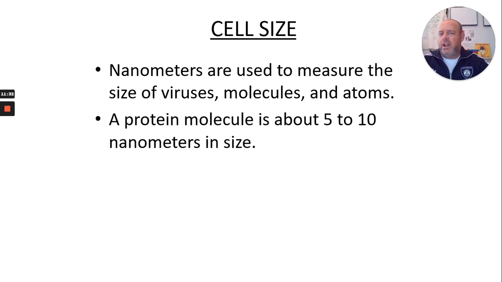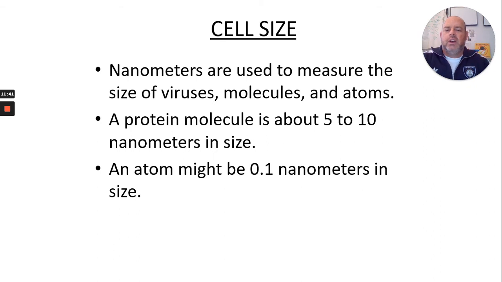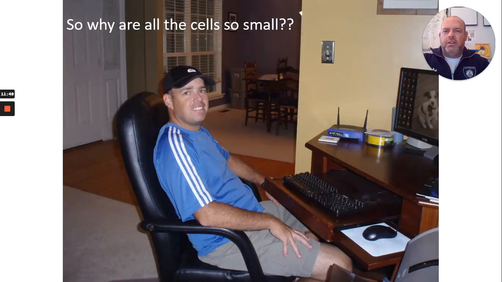Nanometers are actually used to measure the smaller things, atoms and molecules and viruses, and things like proteins, which are 5 to 10 nanometers in size. Atoms are super small, obviously. So all those types of things we measure in nanometers. Cells are typically microns. Okay, so question for you: why are cells so small?